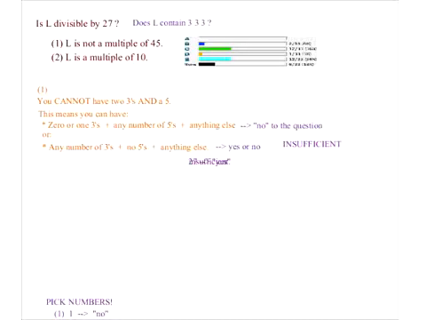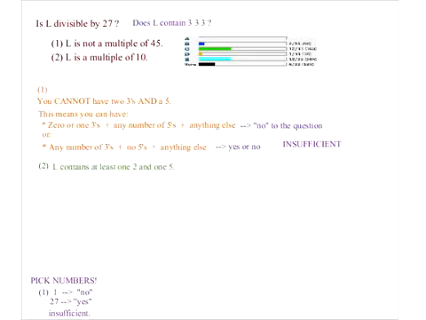Okay, let's look at statement 2. Statement 2 says that L contains at least 1, 2, and 1, 5. If you want to draw a prime box for this, then this is 2, 5, and then question marks. Those question marks could totally have a bunch of 3s in there. So we don't know. So that's not sufficient either.